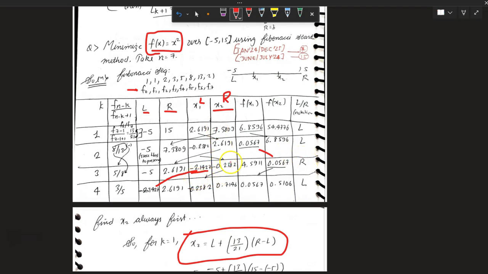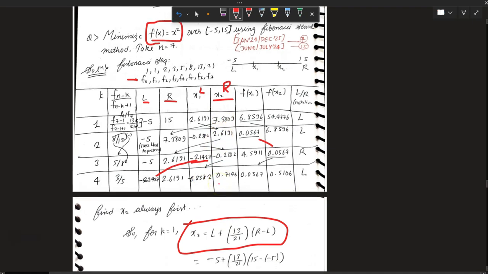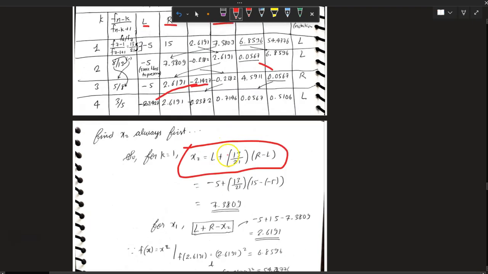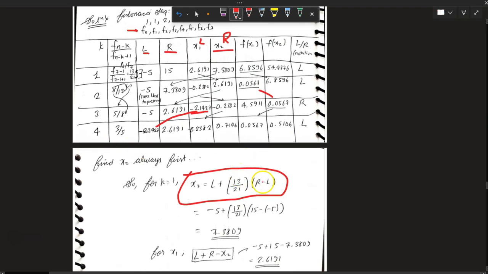If you are preserving right, then take this right value and keep it here. Take this right value and keep it here. Okay, I hope you understand. It's just a simple thing. Okay, so if you are getting the value of x1 here, how to calculate this x2? X2 again you can calculate with this formula only. L plus this ratio into R minus L.